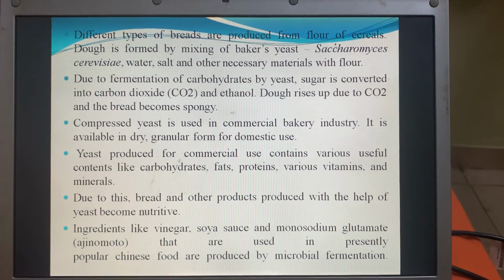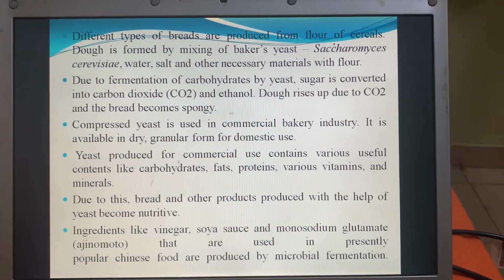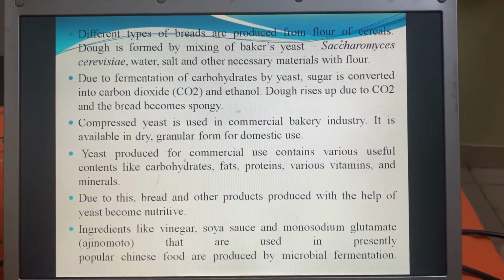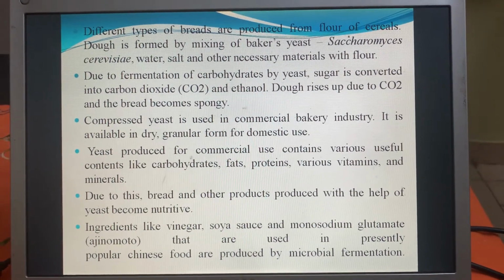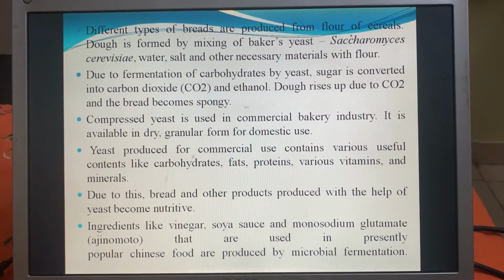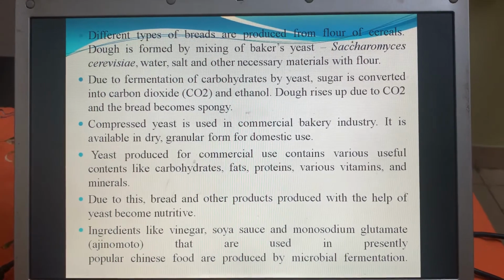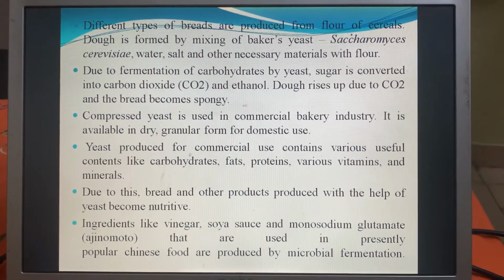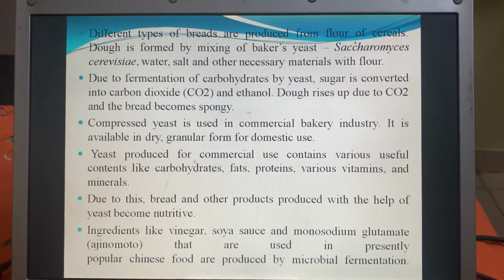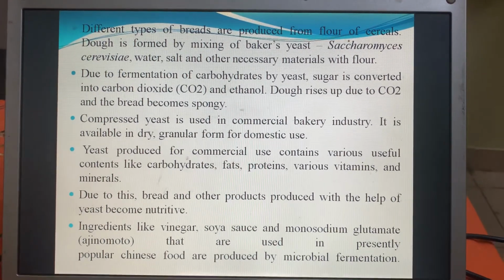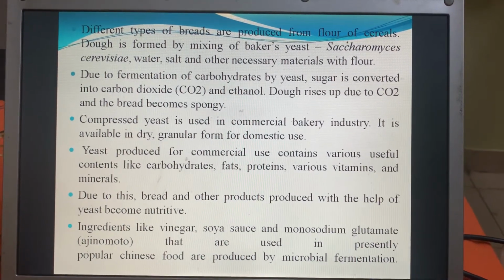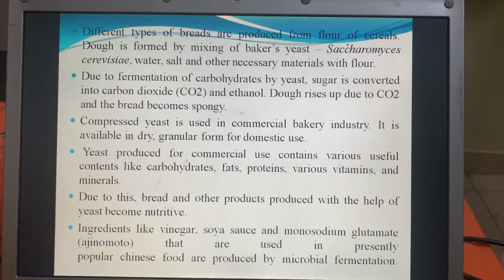During the fermentation of carbohydrates, what are carbohydrates? All sugars are carbohydrates. And what helps in fermentation? The yeast helps in fermentation. What is fermentation actually? Fermentation is that the sugar is converted into carbon dioxide and ethanol.